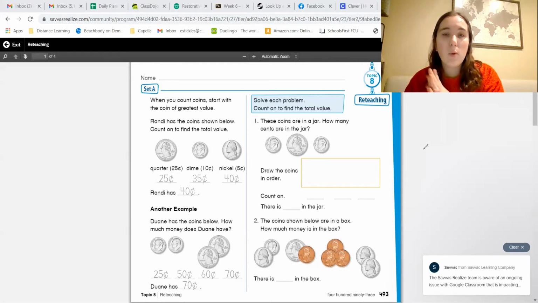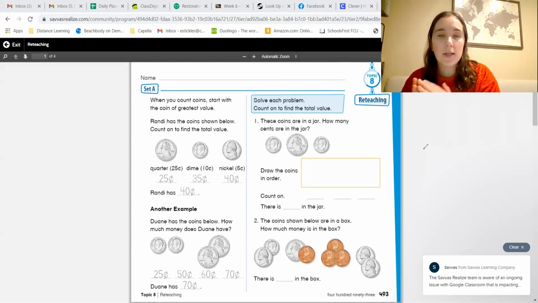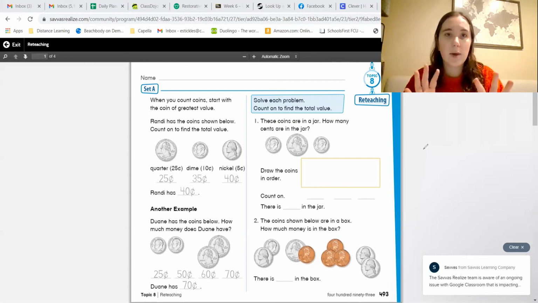Okay. So remember, we're going to look at the left side of our page, and then we're going to do the problems on the right side. So we are going to do both sides of the page, but let's start with set A on the left and see what they're talking about with the money that we were discussing last week.